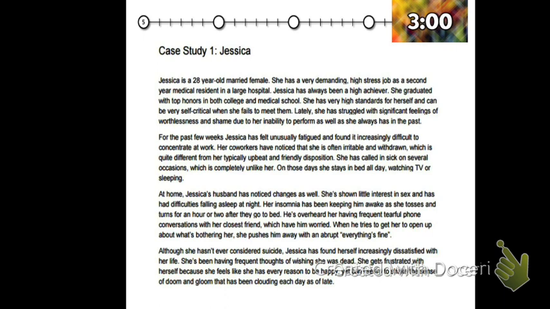Although she hasn't ever considered suicide, Jessica has found herself increasingly dissatisfied with her life. She's been having frequent thoughts of wishing she was dead. She gets frustrated with herself because she feels like she has every reason to be happy, yet can't seem to shake the sense of doom and gloom that has been clouding each day as of late. Okay, you have 3 minutes as a group to discuss and come to a consensus on what she has. Go.